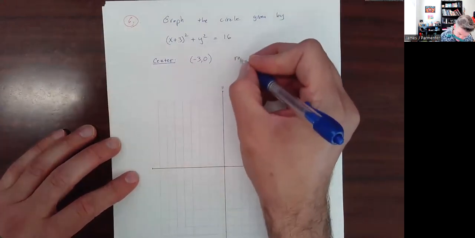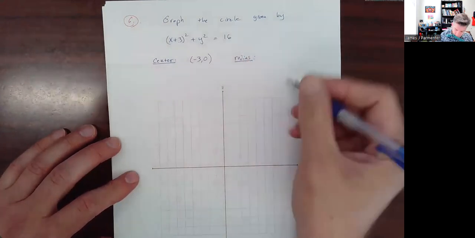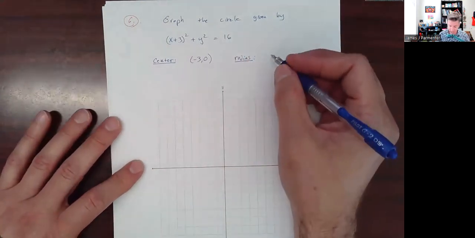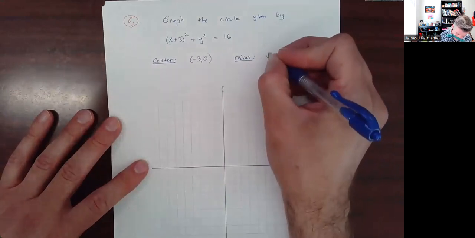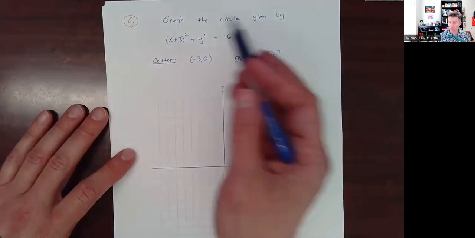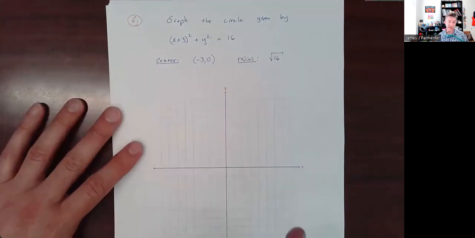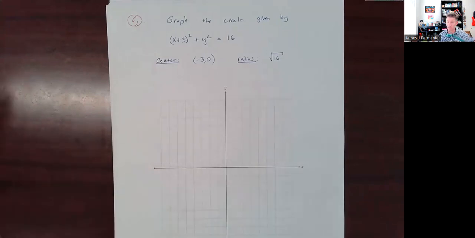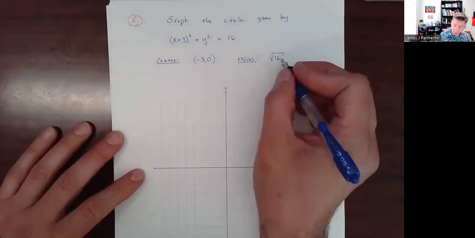The radius, well, I don't think you need to go through this. I would just jump to saying the radius is the square root of that right-hand number, as long as it's written in this standard form. The reason I say that is because we're going to write it in a different form tomorrow, and you have to do more work to find the radius than just square root whatever's on the right hand side. Here, the square root of 16 is 4.